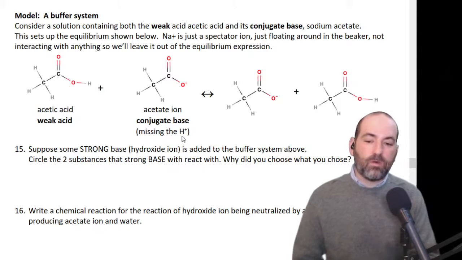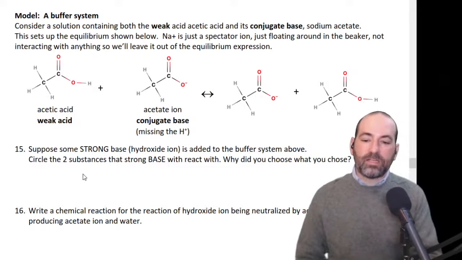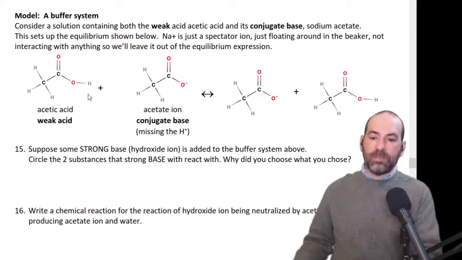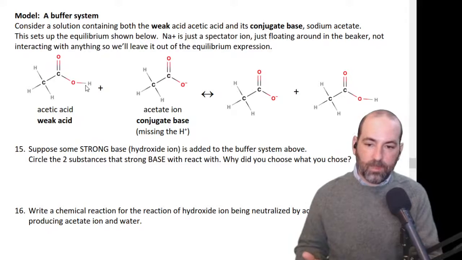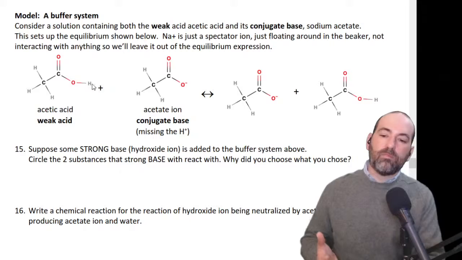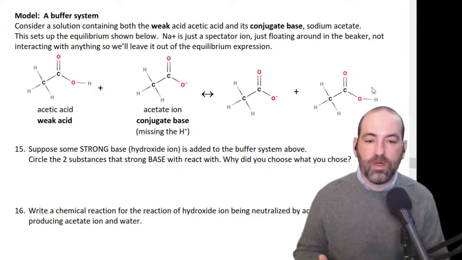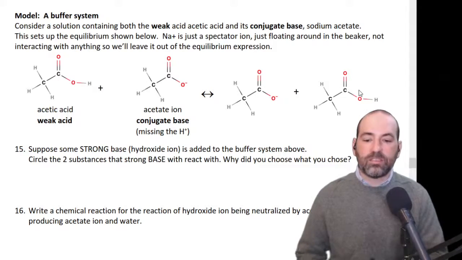The way that would work is, if you added some strong base, hydroxide ion, the hydroxide ion would get rid of this hydrogen. It's called deprotonate. It would do an acid-base reaction where it would pull off this hydrogen to make water. But because it's a weak acid, the solution is still mostly neutral, because this equilibrium is going to make sure that there's still plenty of neutral acetic acid in solution.